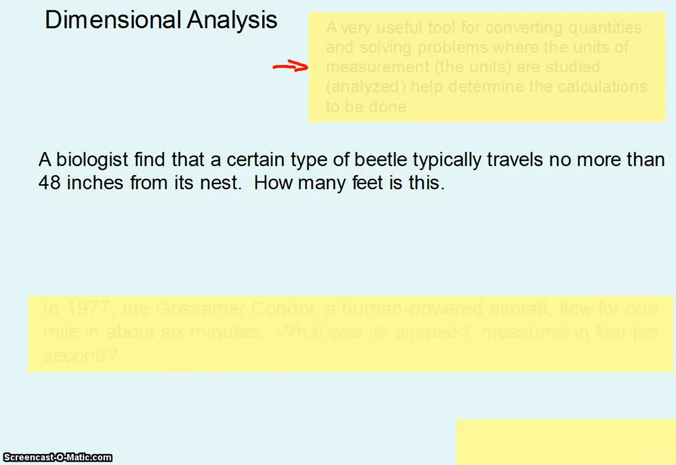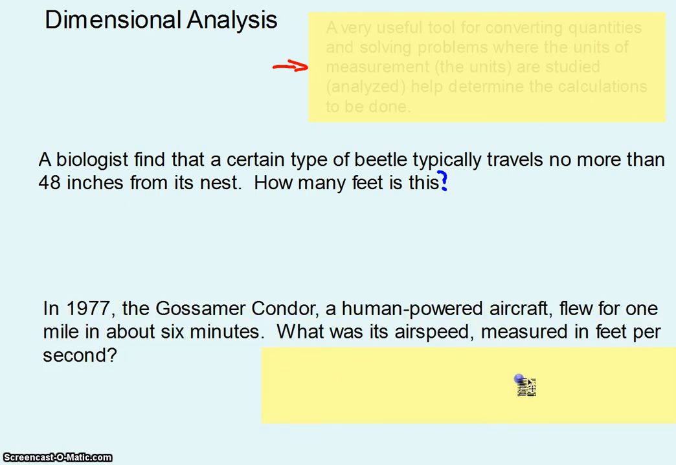We've got a problem. A biologist finds that a certain type of beetle typically travels no more than 48 inches from its nest. How many feet is this? Well, that's not a very difficult question. Most of us are able to, since we know that there are 12 inches in a foot, visually tick off how many feet there are going to be and get 4 feet without much trouble.